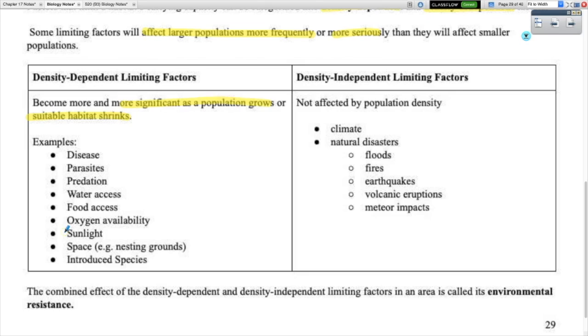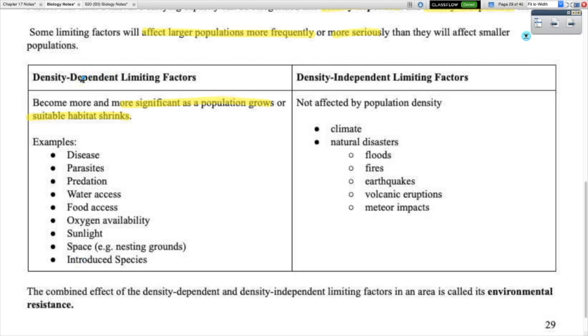If there's just not enough room, there's not enough room. That goes for hunting, for food, for finding a place to live, for grazing, all that stuff, okay? And introduced species. An invasive species in a very dense population will have a big impact right away. The other type is density independent, right?